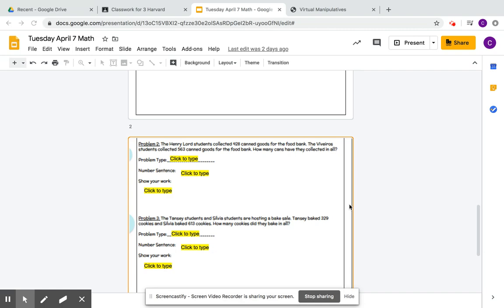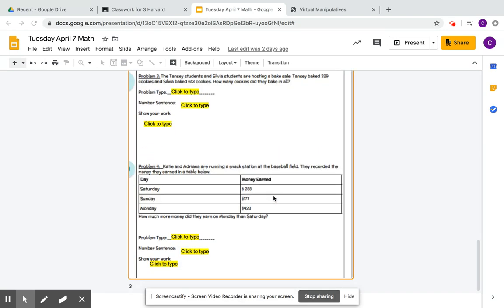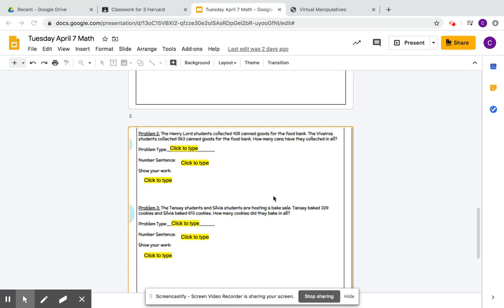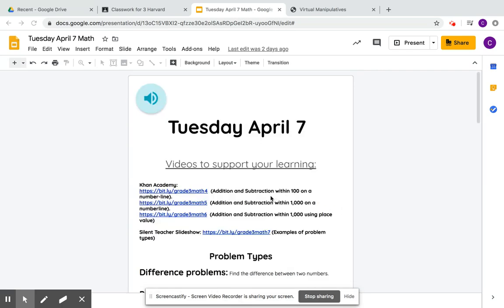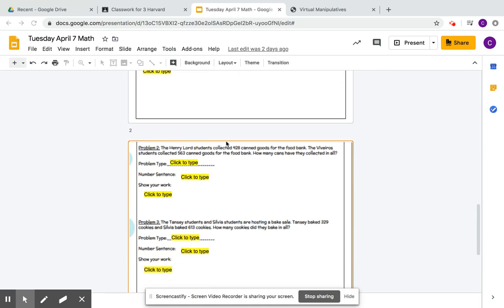So first we have to figure out our problem type. I'm going to scroll up. Are we finding the difference between the amount of cans they had, or are we putting the numbers together? If you said putting the numbers together, you're correct. This is a put together problem type. So that means we need to add 428 plus 563.